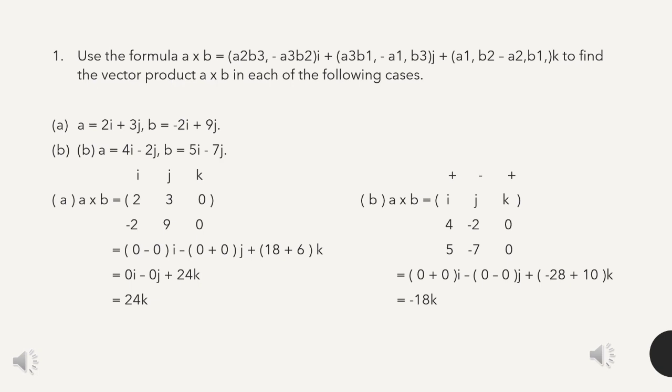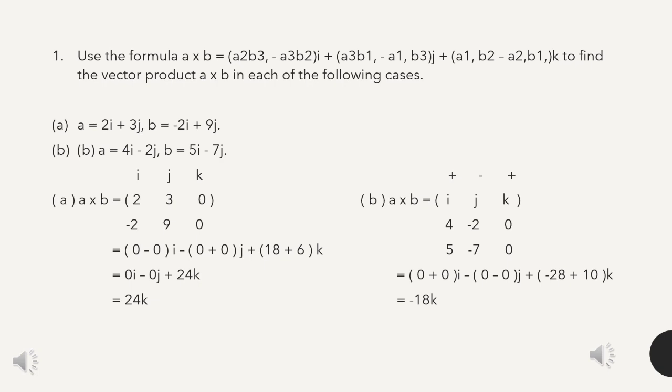For A, I is 2 and J is 3 and K is 0. For B, I is negative 2, J is 9 and K also 0. Okay. We write the formula. Okay, first we close the row of I. So we have 3, 0 and 9, 0. So 3 times 0 is 0 and 9 times 0 is 0.